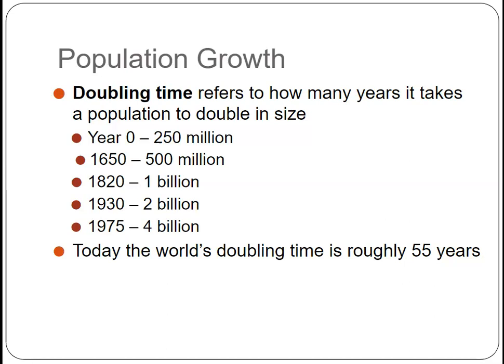I've seen different numbers. I saw one number that said 54, one that said 61. So I'll just give it a nice average and say that roughly right now the world's doubling time is 55 years. So if we are a little more than 7 billion right now, we'll get to 14 billion in roughly 55 years. Okay, and so that's the idea of doubling time.